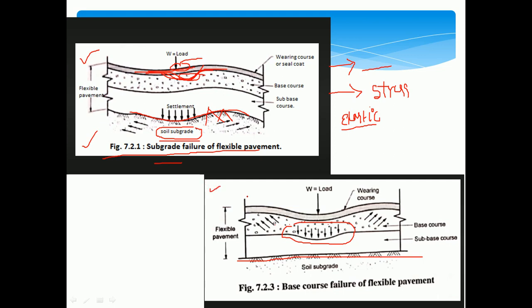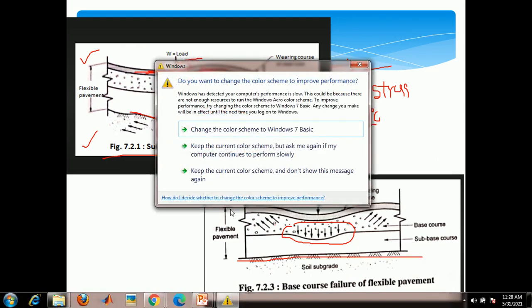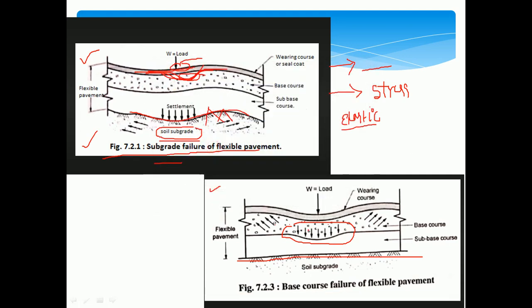And use of inferior materials and crushing of the base course material. As I told you, the surface of the pavement is subjected to loading, so if we are using somewhat low quality material for the base course, because of that type of material and crushing of the base course material, we may expect this type of failure. And lack of lateral confinement of the granular base. So these are all the causes of base course failure.